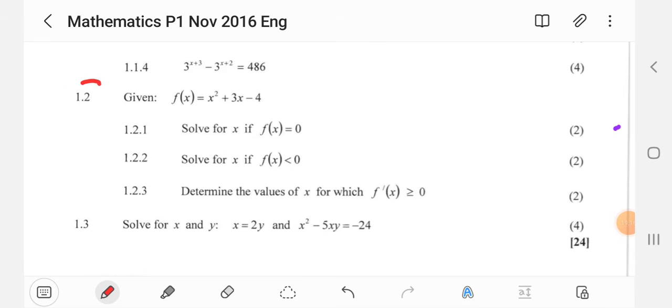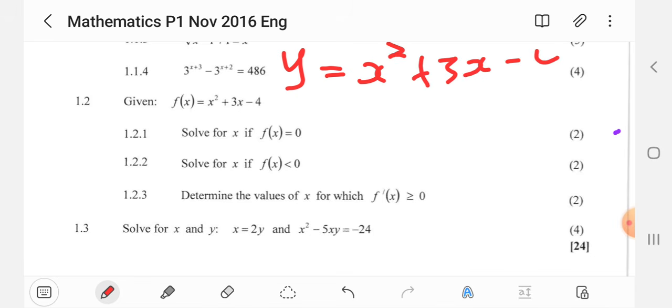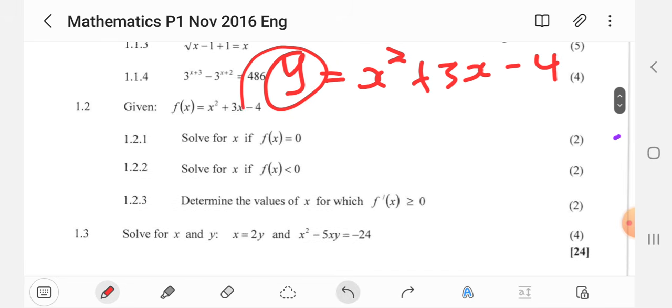So here we are on 1.2. Whenever we see this, you have been given functions. Okay, so they have thrown in functions in your paper 1. So, in your question 1, f of x is the same as y. Okay, f of x is the same as saying y equals. When you say f of x equals, it is the same as saying y equals x squared plus 3x minus 4. So y and f of x are the same thing.